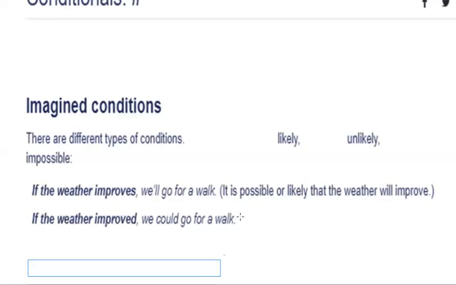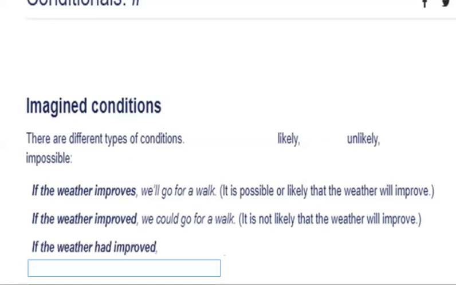We have to memorize two things. The modal verb could should be used in the second part, along with the first form of the verb. If we use these two things, then we will be able to make the unlikely condition. And for the likely condition, the first part will be in the present indefinite, and the second part in the future indefinite, right? The weather will improve, so it is the first conditional sentence. Going ahead.